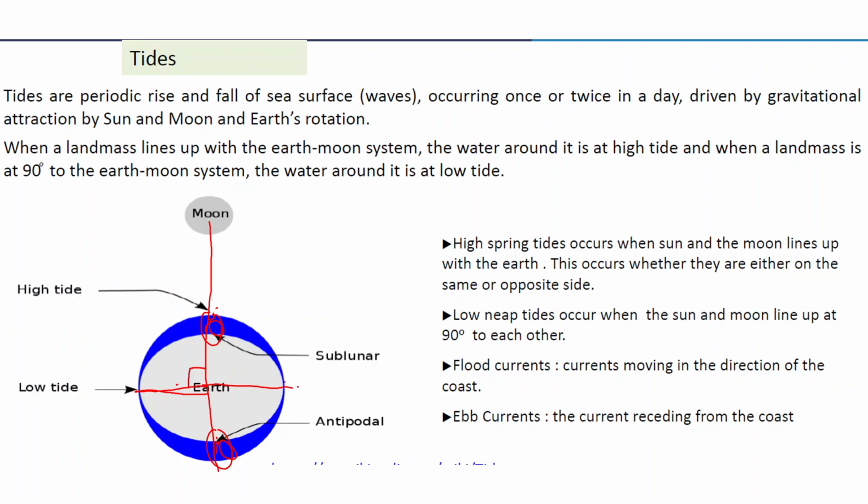There are two kinds of current. Flood current is when the water comes to the shore. Suppose this is the ocean and this is the beach; when the water comes to the beach area, it is the flood current. And when the water from the beach goes back, it is the ebb current.